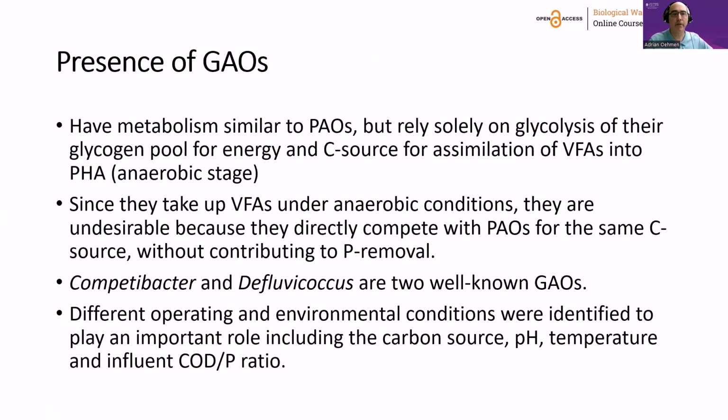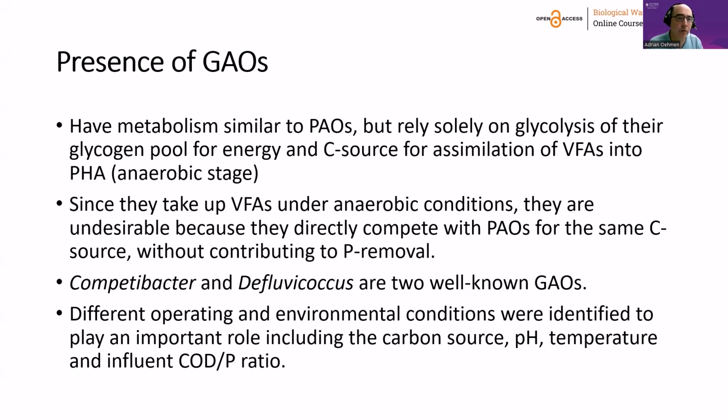Okay, so first we'll start off with the presence of GAOs, glycogen accumulating organisms. We had defined this previously, but just to recap, GAOs have a metabolism that's similar to polyphosphate accumulating organisms, but they rely solely on glycolysis of their internally stored glycogen as a carbon and energy source in order to take up volatile fatty acids and store them as polyhydroxyalkanoate. Okay, that's in the anaerobic stage.